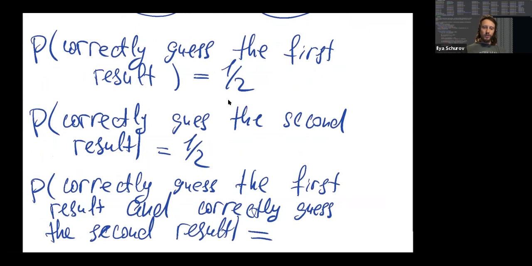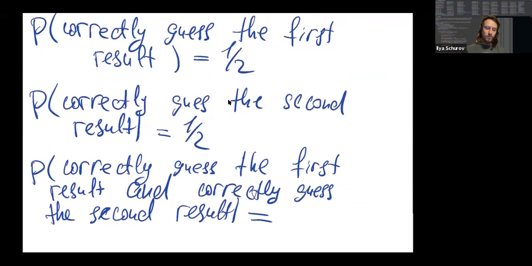So, what is the probability? Actually, we use here the notion of independent events, because we understand that our coin does not remember its previous choice. And so the ability to correctly guess the second result is completely independent of the fact that we correctly guessed the first result. So as Sebastiana writes in the chat, the probability that two events will happen simultaneously is the product of these probabilities, 1/2 times 1/2, which is 1/4.